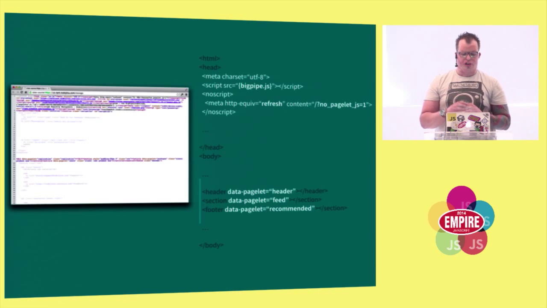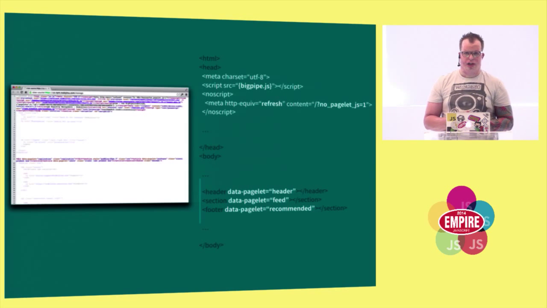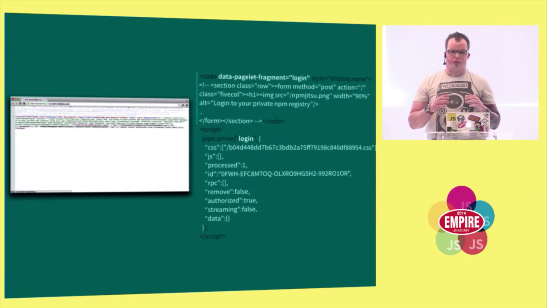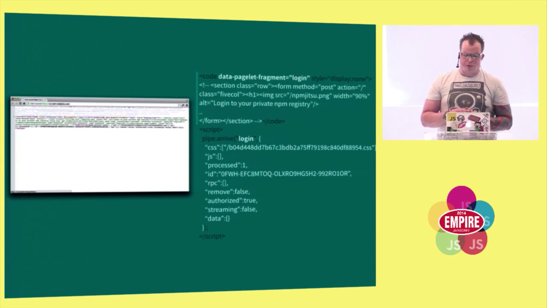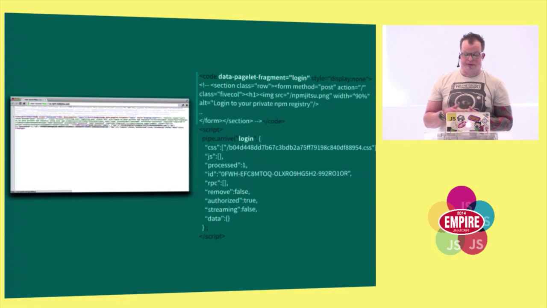where all these little components need to be loaded. This is done with the data-pagelet attributes on an element with the name of the pagelet that you want to render. So when you finally get one of these components rendered, it sends a small code block to the browser with a data-pagelet fragment with the name of the pagelet that's been loaded.